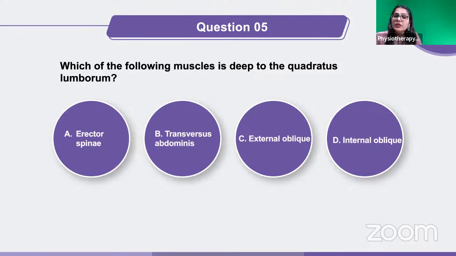Next question popping up: which of the following muscles is deep to the quadratus lumborum? I haven't discussed this yet, but I think you can answer it. Quadratus lumborum is the deepest muscle among the posterior abdominal wall muscles. Below quadratus lumborum, which muscle is present? Erector spinae, transversus abdominis, external oblique or internal oblique. As you have studied all the oblique muscles previously, you will be able to answer this question. Which of the following is deep to the quadratus lumborum?